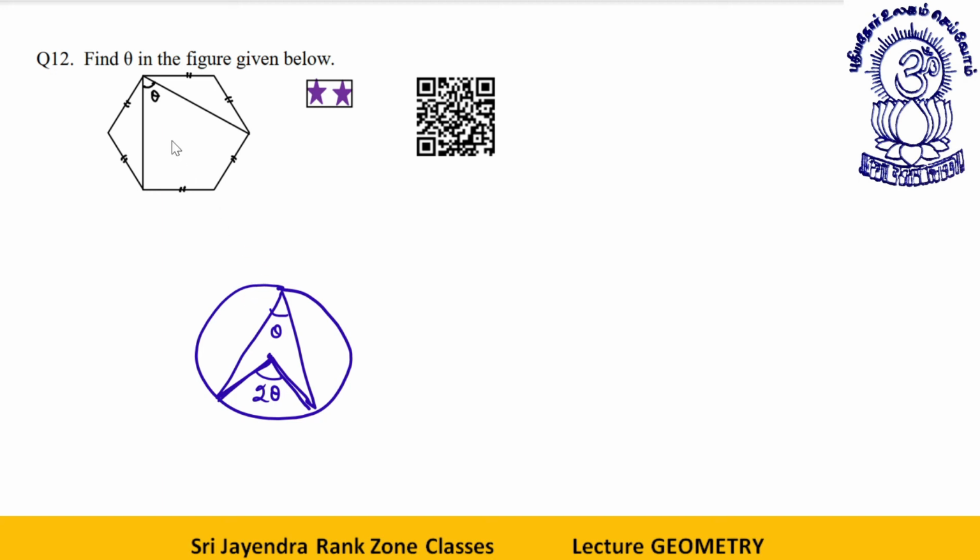Okay. Now, this is a circle, and this is a regular hexagon. This is regular, so each of the angles will be how much? Each of the angles will be 60 degree. Let me draw a figure again, to make things more convenient for you.